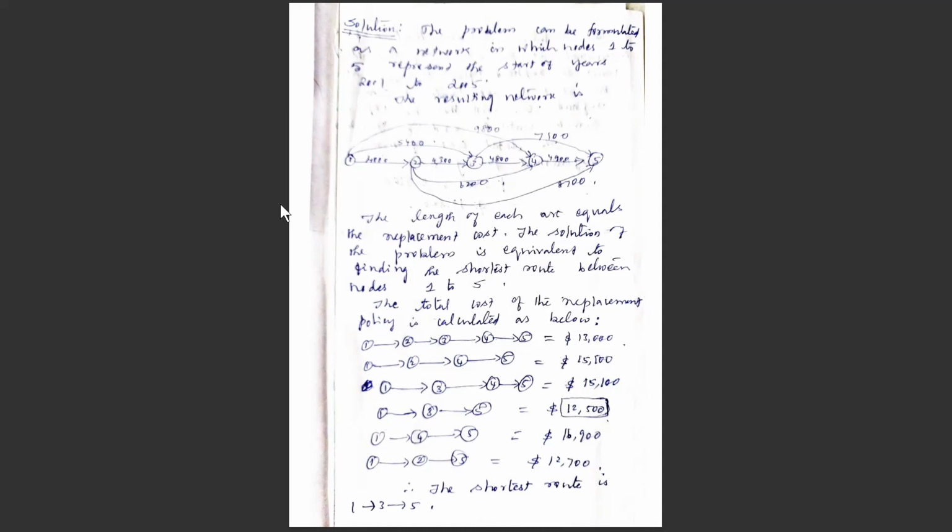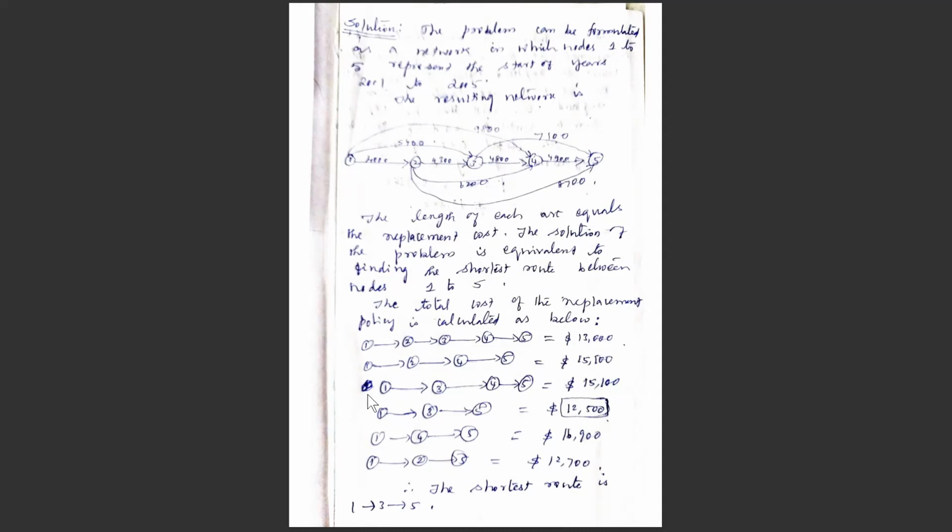So we are providing the solution for this replacement problem by applying the shortest route problem technique, that is, we are finding the shortest route between node 1 to node 5. The total cost of the replacement policy is calculated as below. If you take the straight path, 1 to 2, 2 to 3, 3 to 4, 4 to 5, and sum up the costs on the arcs, we get $13,000. Similarly, if you take the next route, 1 to 2, 2 to 4, and 4 to 5, the cost is $15,100.